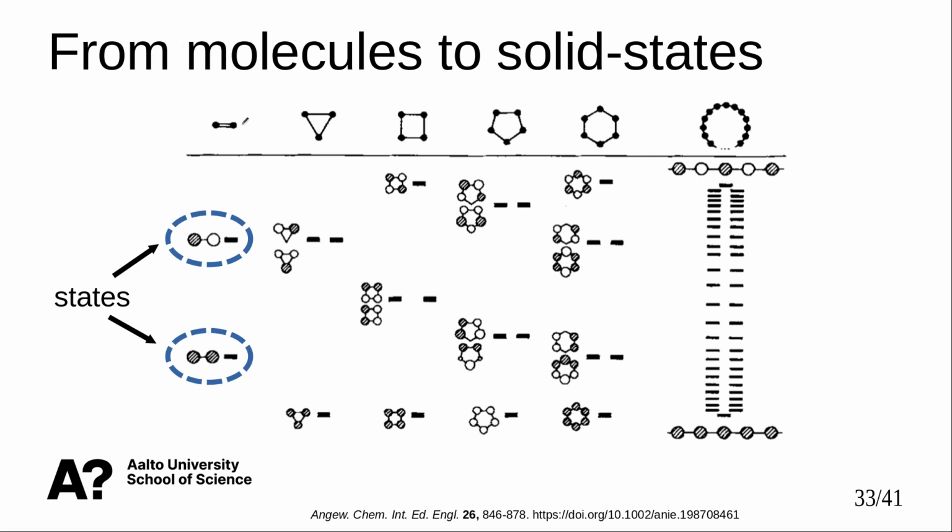If we go to bigger and bigger systems, at the end we end up with, for example, a quite large closed system, and here all the states are overlapping and we get bands. So in a solid, basically all the molecular orbitals, if you want to put it that way, overlap, and those become more like a continuum, and that becomes the bands.